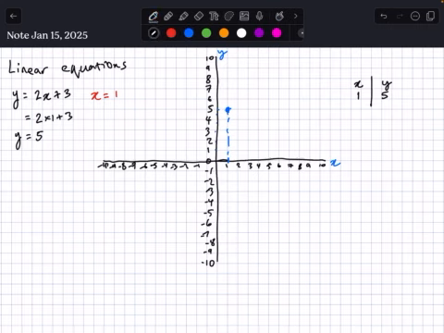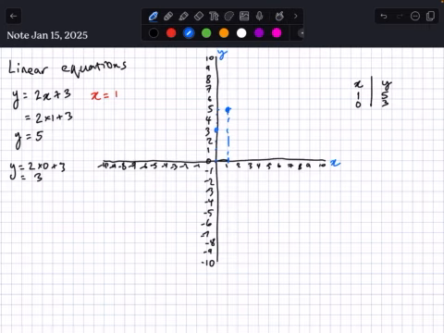We could also try when x equals 0. What happens when x equals 0 in our equation? We have y equals 2 times 0 plus 3. 2 times 0 is just 0, so we have y equals 3 when x equals 0. And we can mark that again on our graph. Let's also note that here: when x equals 0, y equals 3. 1, 2, 3. So right here.